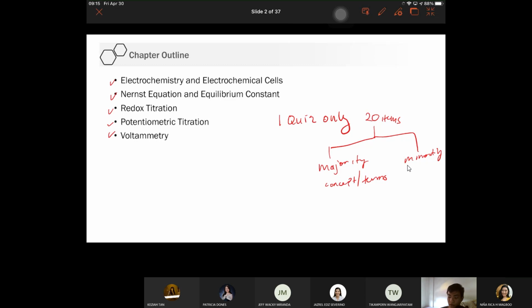The minority of topics will be calculations. For calculations, it will cover E-cell calculation, cell potential calculation, the use of the Nernst equation, and the titration calculations. For the calculation part, I will be uploading a worksheet on Canvas by the weekend, so that you can be guided with the calculation.